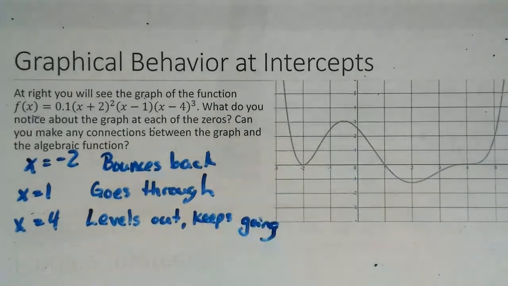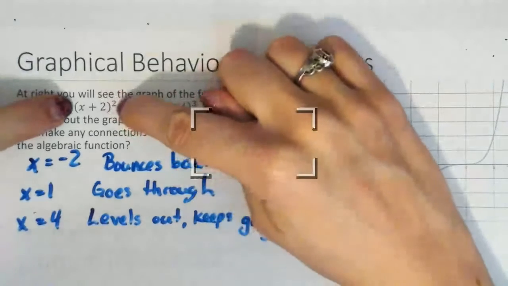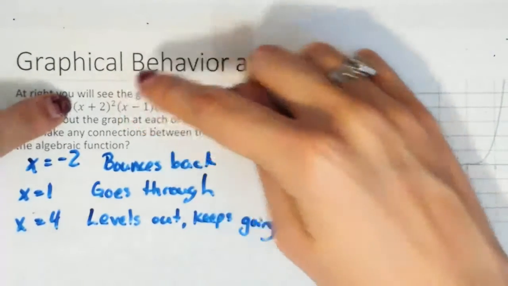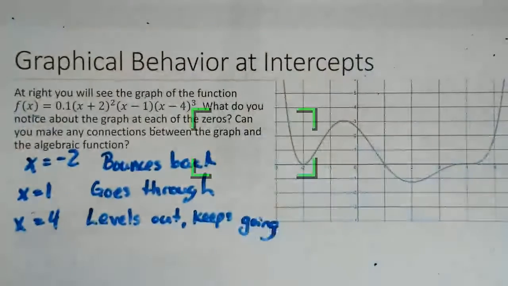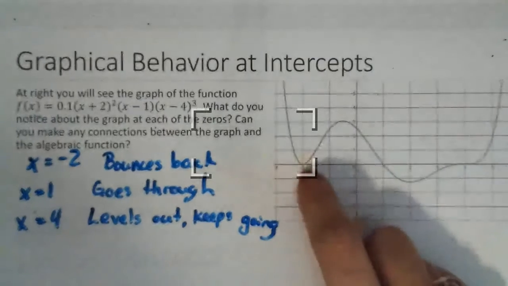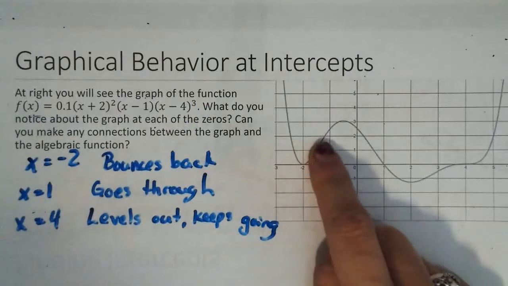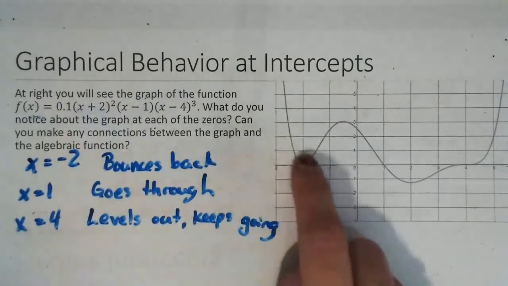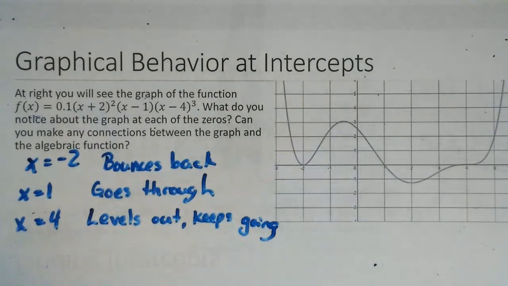So what I want to do is take a look at the function and see if we can make any connections as to what's going on here. Starting by looking at the term with our x plus 2, it is squared. In that case, our function bounced back. If you just look at that little section, it kind of looks like an x squared. So it looks like when our term is squared, we get this bounce back feeling like we would if we were looking at a quadratic.